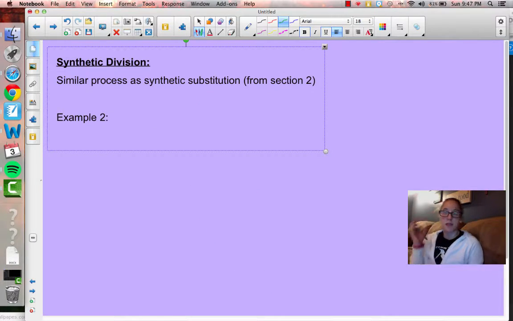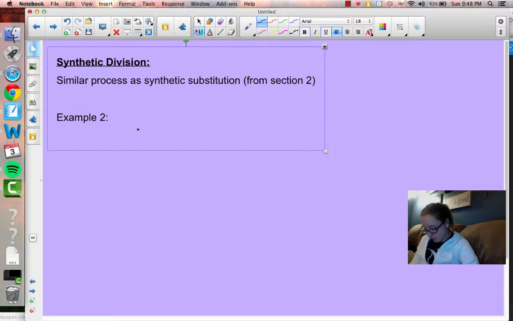Now, synthetic division, most of you guys are going to like a lot better because you're only going to be dealing with numbers instead of all the variables. So in synthetic division, it's going to be a very similar process to what you did in the synthetic substitution that you did from section 2, where you're going to make your box and write all the coefficients. So let me start off with a basic example. Let's say we've got x cubed minus 5x squared minus 2, and I want to divide that by x minus 4.